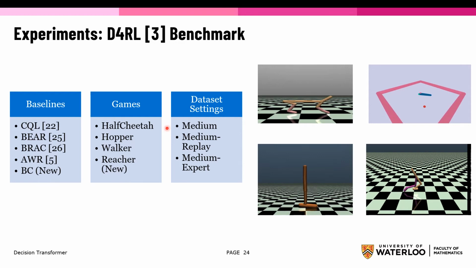And here by medium policy, I mean that it's performing with 1/3 of the score of an expert policy. There's also the medium replay, which is basically the replay buffer of an agent that is performing with the performance of a medium policy. The last one is the medium expert, which is basically the union of the trajectories generated by a medium policy and an expert policy at the same time. For the baselines, they compare with CQL and BC as in the previous benchmark. However, they add BEAR and BRAC, which are model-free RL algorithms, and AWR, which is an offline RL algorithm.